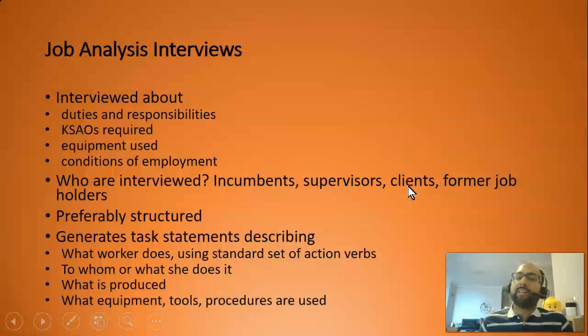However, you can also have other informants like supervisors who evaluate job performance often. And you can also have clients. If, for example, a nursing job is being done with patients as beneficiaries, you could also get information from patients.